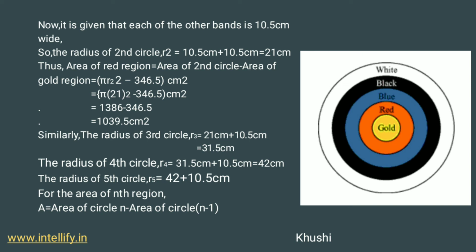Similarly, we can find out the radius of the third circle by adding the width to the radius of the second circle, and we can find out the radius of the fourth circle and the radius of the fifth circle too. So it gives us the area of the nth region, that is a general equation: area is equal to area of circle n minus area of circle n minus 1.